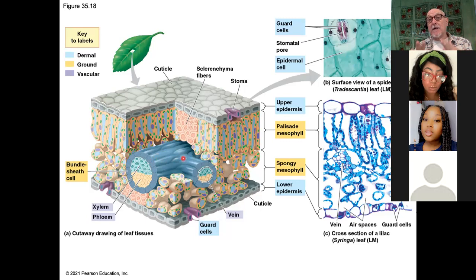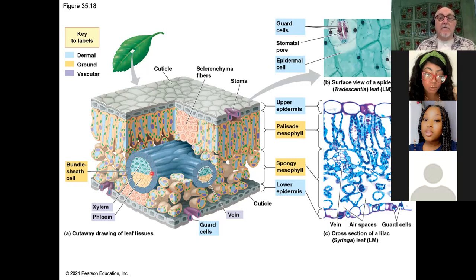In eudicots, it's usually a stellate or net system of veins running through the leaf. In the monocots, the veins are parallel, but they perform the same function. So they are providing structural support, but they're also, of course, conducting materials back and forth. And very importantly, they are conducting products of photosynthesis to the rest of the plant.